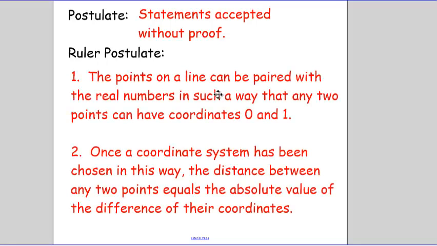So there's two parts to it. The first part is that points on a line can be paired with any real numbers in such a way that any 2 points have coordinates 0 and 1. So what that means is we have a number line. I can name any points 0 and 1. And then I can put little things in between. Each one of those is going to be 1/6 of that whole segment.